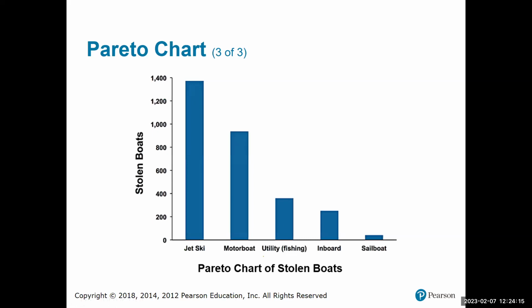Oh, and here's one. So, a Pareto chart of stolen boats. Jet skis are the highest with almost 1,400, and then motorboats, utility fishing, sailboats, etc. So it calls attention right away. We know that jet skis are stolen much more than the other types of boats.